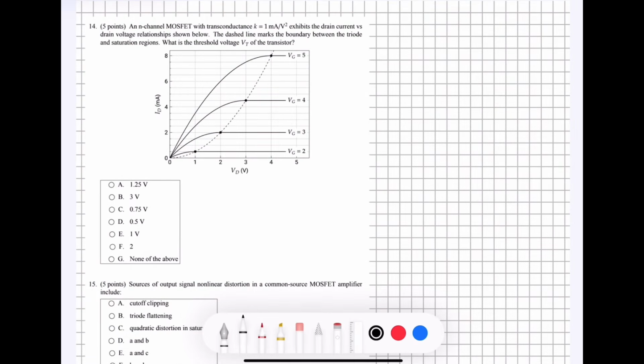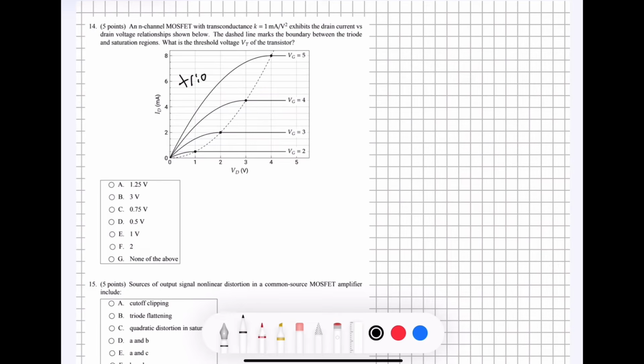All right, so question 14 says an N-channel MOSFET with transconductance K equals 1 milliamp per volt squared exhibits the drain current versus drain voltage relationship shown below. The dashed line, which is right here, marks the boundary between the triode and saturation regions. What is the threshold voltage VT of the transistor?